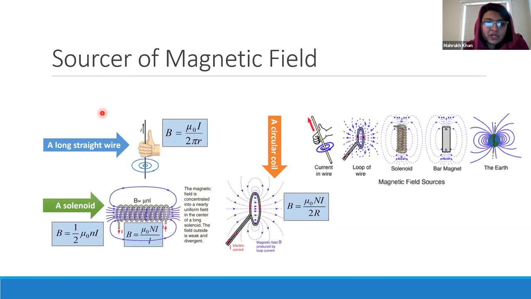So these are just different sources of magnetic field. The obvious source of a magnetic field is a magnet, but it's very interesting to know that a magnetic field can be produced around a current. It could be produced around a loop of wire. There is a magnetic field around the Earth, and around a solenoid. So where there is an electric field, there is also a magnetic field. That was a very interesting discovery at that time.